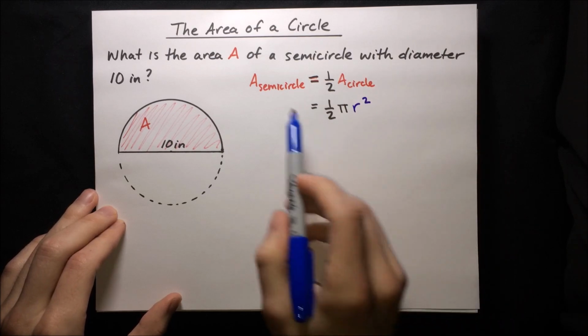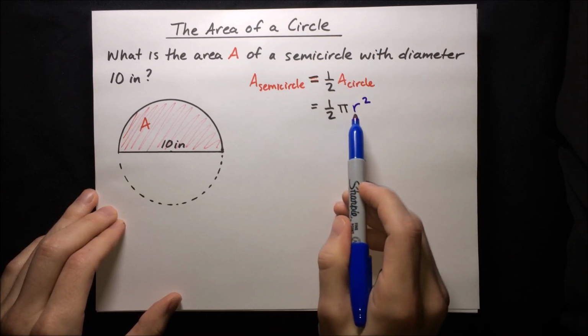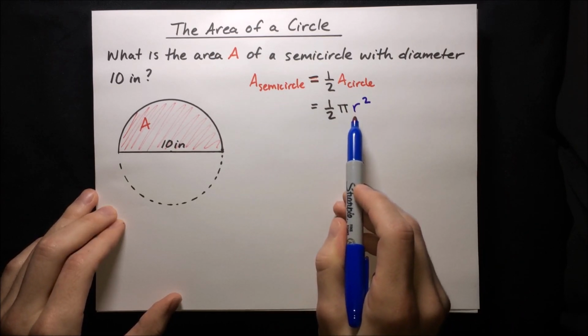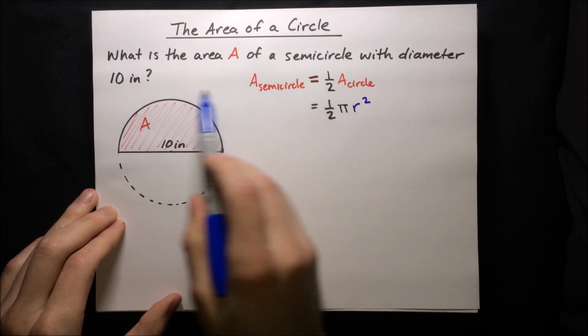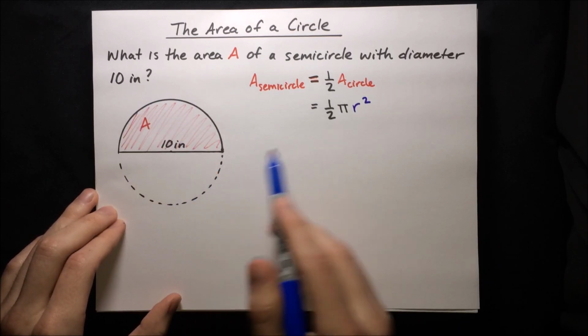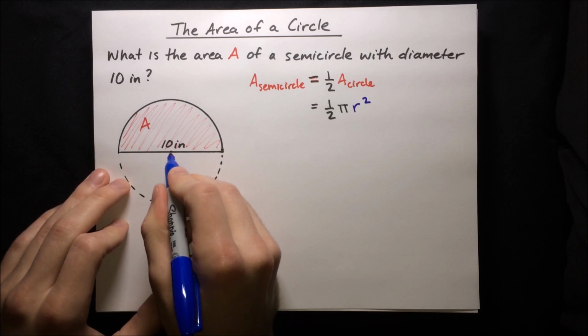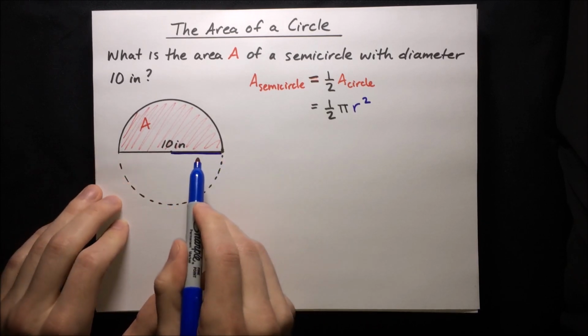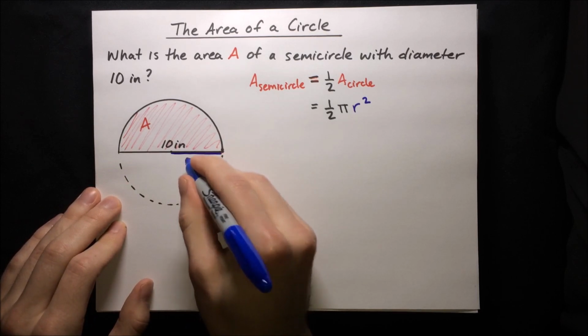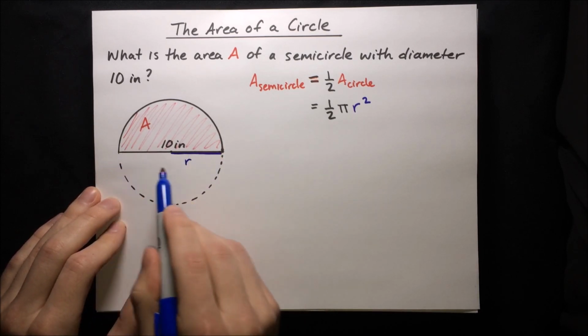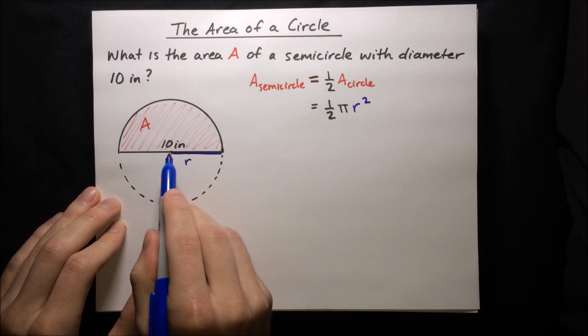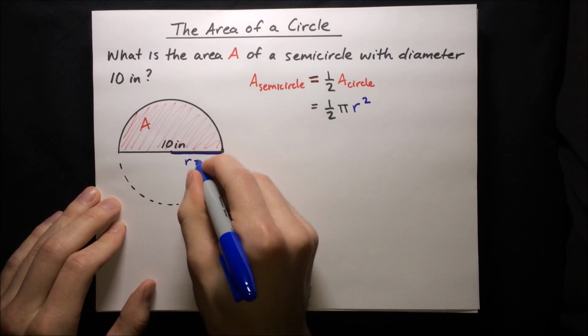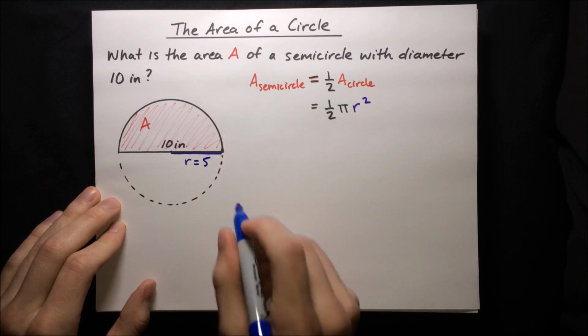Alright, so now we've got the area of the semicircle in terms of the radius r, but we're not given the radius r, we're given the diameter, which is 10 inches. But the radius is the distance from the center to the exterior of the circle, and two of those make up the diameter. So the radius is just half of the diameter, and half of 10 inches is 5 inches. So radius is just 5 inches.